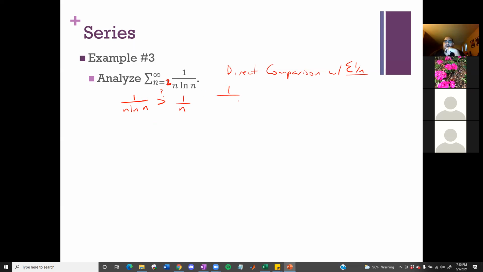So keep in mind that 1 over n natural log of n is going to be positive. This is going to be decreasing. So we had a handful of tests that we went over yesterday, maybe the week before, I think it was yesterday, that deal with sequences that are positive and decreasing.